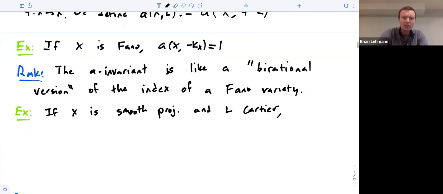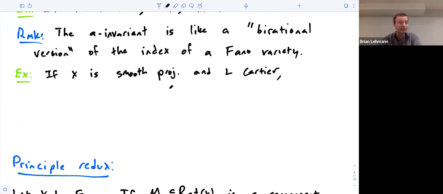More generally, how should you be thinking of the a invariant? Well, the a invariant, you can kind of think of it as a birational version of the index of a Fano variety. So if X is Fano and H is proportional to the canonical, then we're just getting the index. And due to the birational invariance, it's some birational version of the index. So just as an illustration of this idea, here's a particular example. I guess maybe I should say this is in characteristic 0. It's probably true in characteristic p, but just to be safe, let me say characteristic 0.